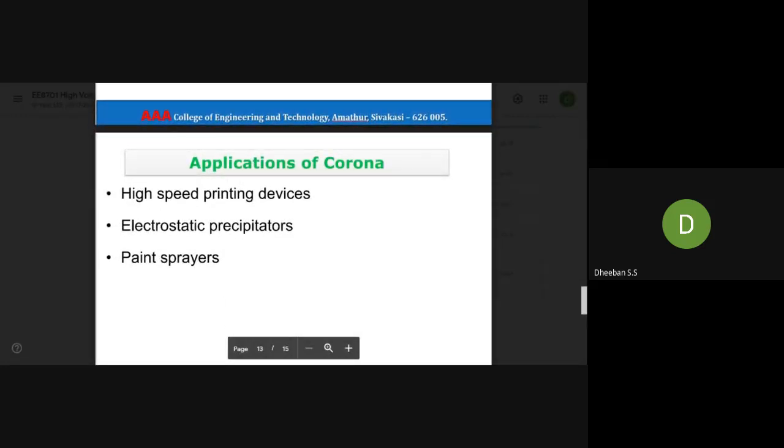Next are the applications. Where do they use corona as an application? The first is high-speed printing devices, like laser printers, which use this effect. Next are electrostatic precipitators, which you can see in industries. And the final one is paint sprayers.